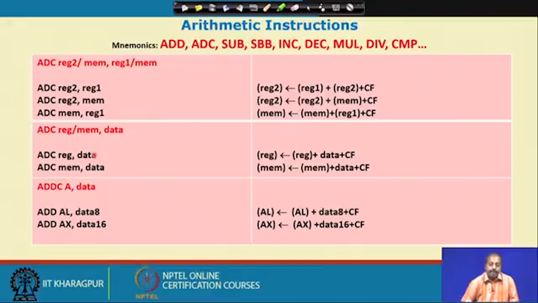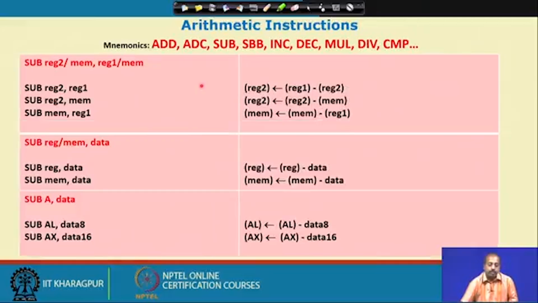Then there is ADC, that is add with carry. So, similar to add, but it is with the carry. Okay. So, the carry flag will also be added. So, this is register 2 will get register 1 plus register 2 plus carry flag. Otherwise it is same as add, but this carry flag will also be added within the summation process.